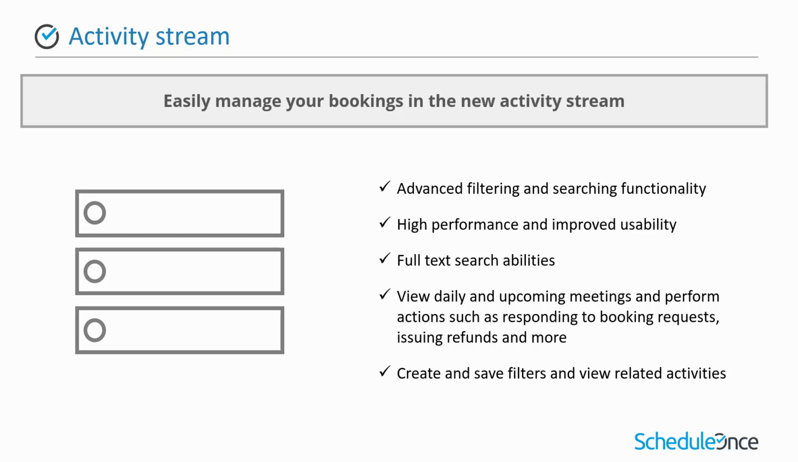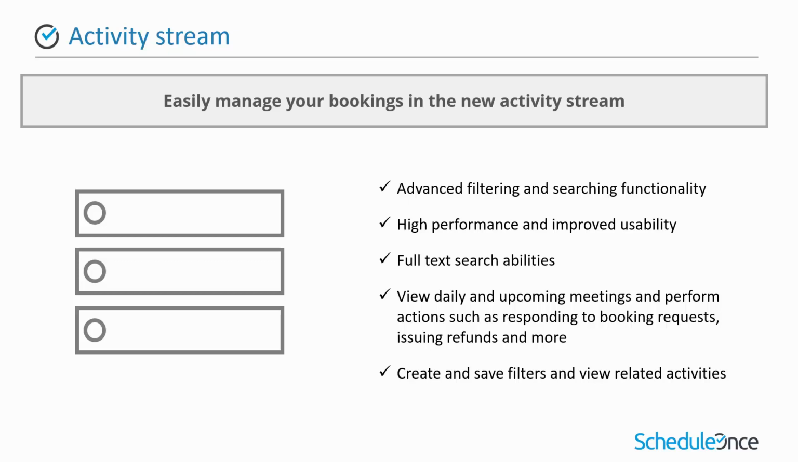This replaces our previous homepage and makes it easier for you to manage bookings in your account. So this new stream is high performance and designed for improved usability with all the new filtering and searching functionality. We have a full text search ability, so you can search for anything such as an email, a name, anything with the text from your booking.